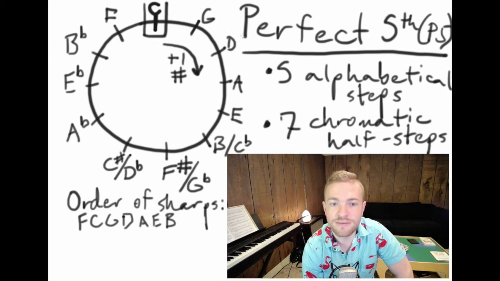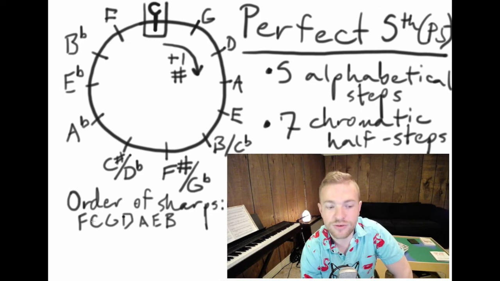The only difference between the key of D and the key of C is that the key of D would have 2 of those notes sharped, and they would be F and C. So the key of D has an F sharp and a C sharp instead of an F natural and a C natural. And you could continue that all the way down here.